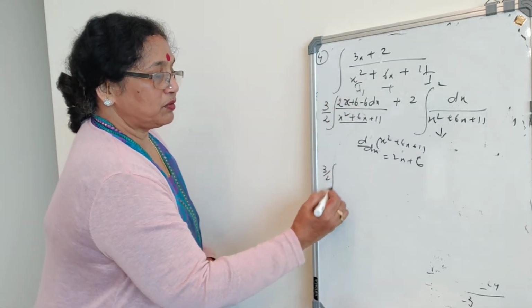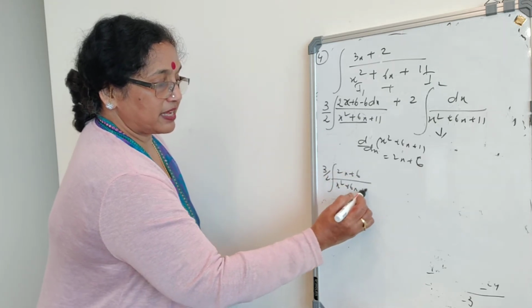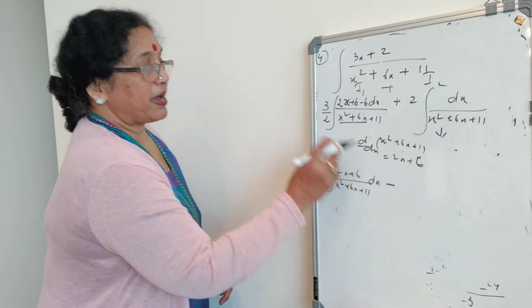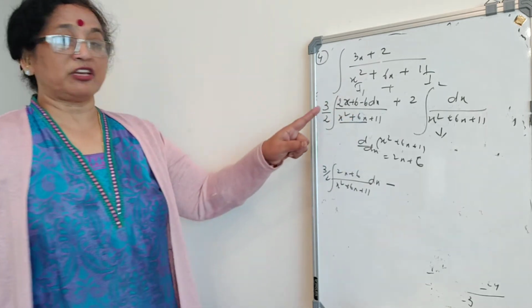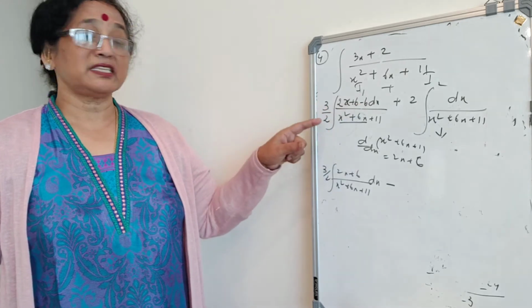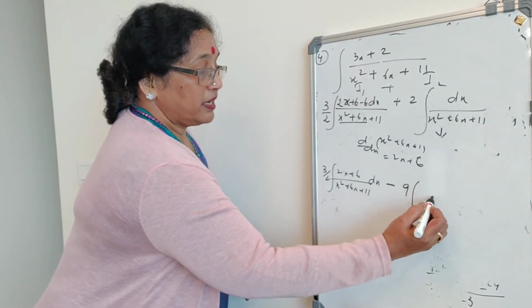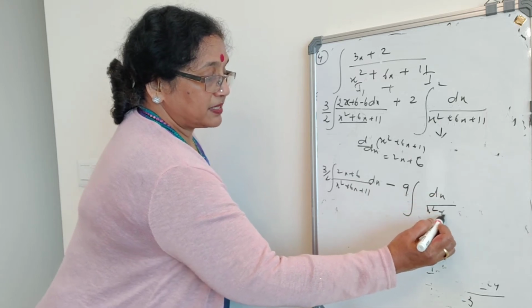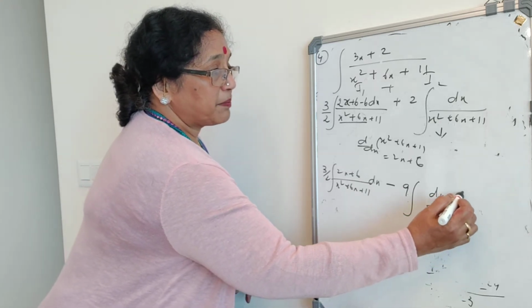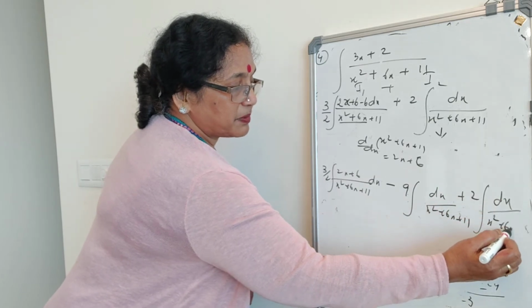So 3 by 2, 2x plus 6 by x square plus 6x plus 11. And then minus 3 by 2 times 6. 3 by 2 times minus 6 is minus 9. 2 3s are 6. So minus 9 times dx by x square plus 6x plus 11. And plus 2 times dx by x square plus 6x plus 11.